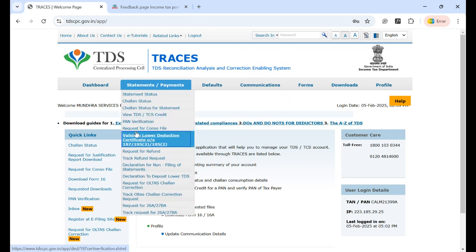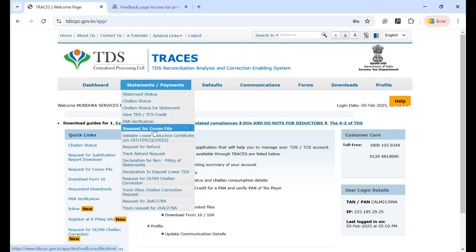If you want to request the consolidated file, this file is required for rectification. If you want to correct your details in the TDS return after submitting it, then you need that file. You are required to send a request to the system to provide this file, and once it is generated by the system, you will download it. Then only is it possible for you to file a revised return, or we can say a corrected return.